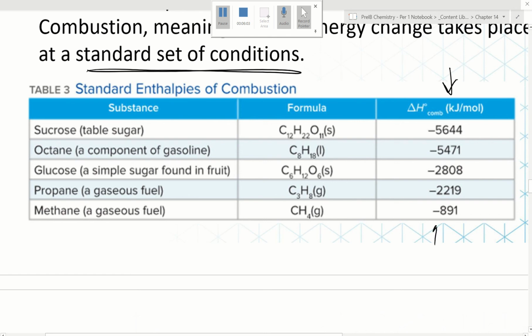Notice they're all negative. All combustion reactions are negative. So all combustions have a negative delta H. In other words, they always release energy. Well, that makes sense. If I light something on fire, it's going to produce heat and light, flames. And so that idea there is showing that the energy is being released from the reaction.